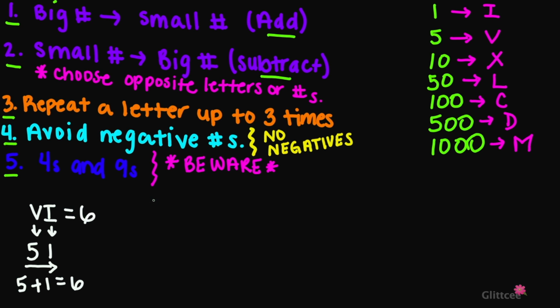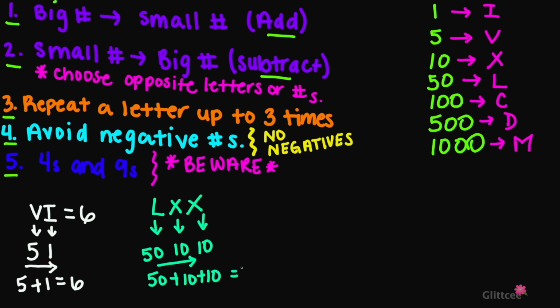Let's try another example. Let's try Roman numeral LXX. L is 50, X is 10, and X again is also 10. Based on these numbers, am I going from big numbers to small numbers or small numbers to big numbers? We're going from big to small, so that means that we need to add. So this is going to be 50 plus 10 plus 10, and this is going to equal 70. So Roman numeral LXX equals 70.